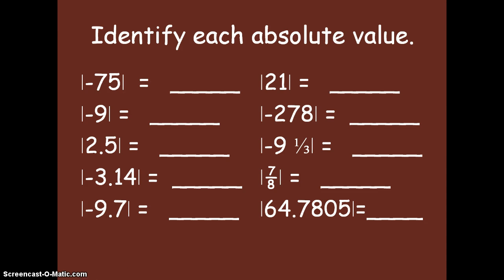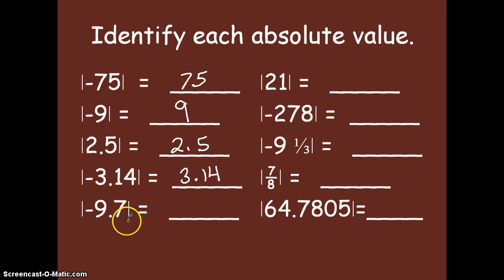Okay, assuming that you have taken the time to pause your video and see if you can figure these out on your own, we'll go ahead and check and see how you did. Well, the absolute value of negative 75 is simply 75. The absolute value of negative 9 is simply 9. The absolute value of 2.5 is simply 2.5. The absolute value of negative 3.14 is 3.14.